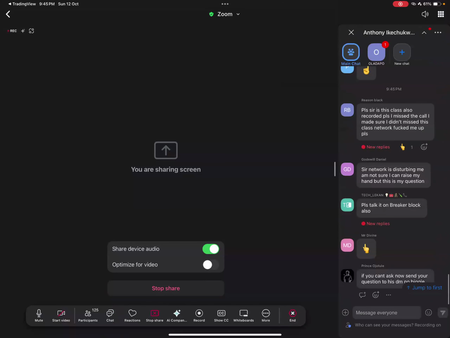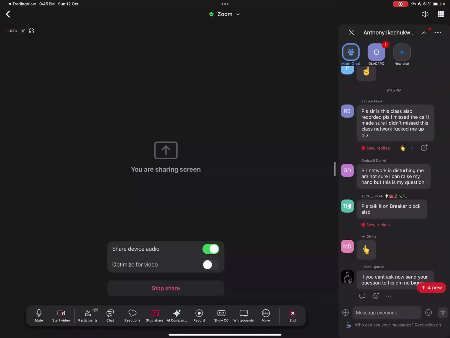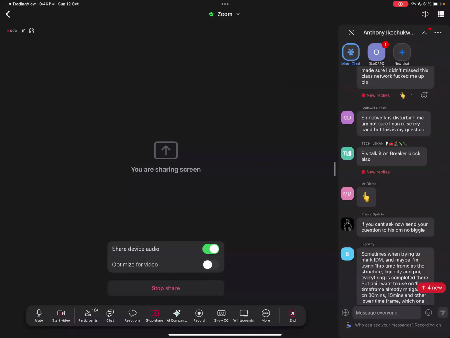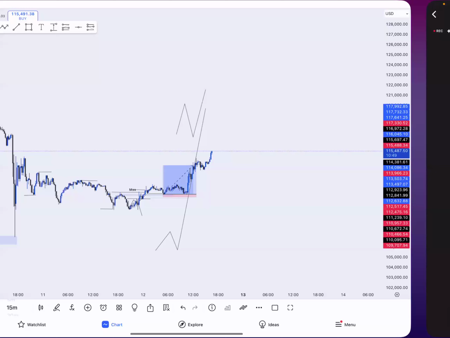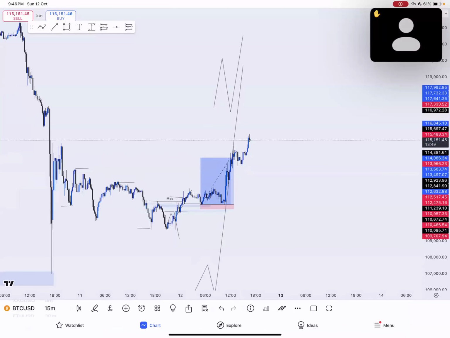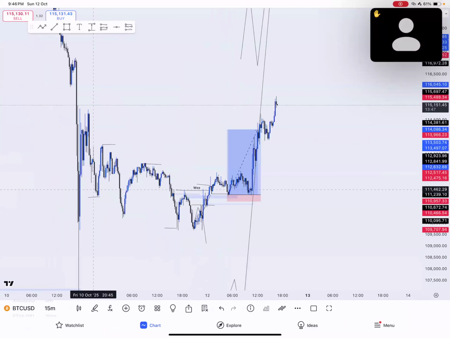Hello, can you hear me? Yeah, hello. Please go to the BTC chart. It is something I have not played, but I'm not able to set up. I just want to know, is this a double break of structure? If you go to the BTC chart at price 1128 and price 1126, is that to be called a double break of structure?